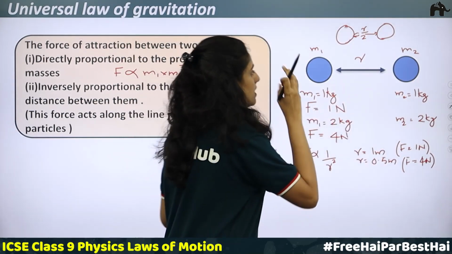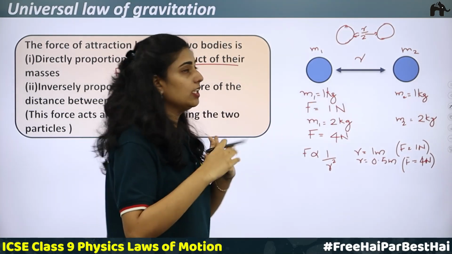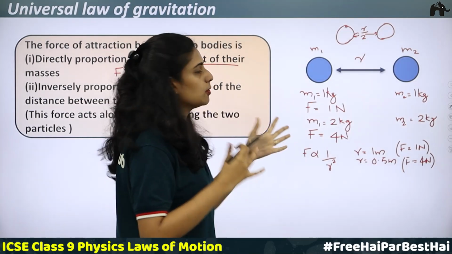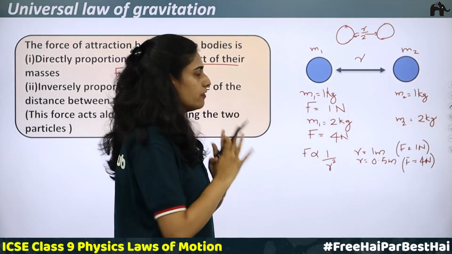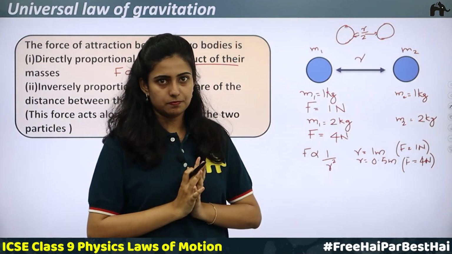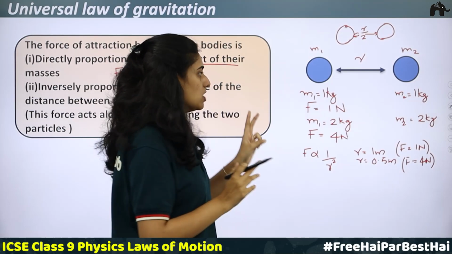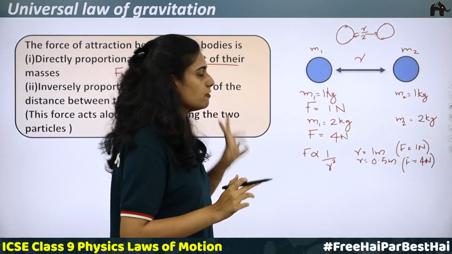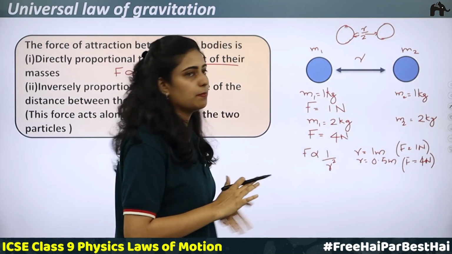We know there is a gravitational force of attraction between you and me. Between me and this board, there is a gravitational force of attraction. Between any two masses, there is a gravitational force of attraction. So it depends on two things: one is the product of masses and the second is the distance of separation between them.